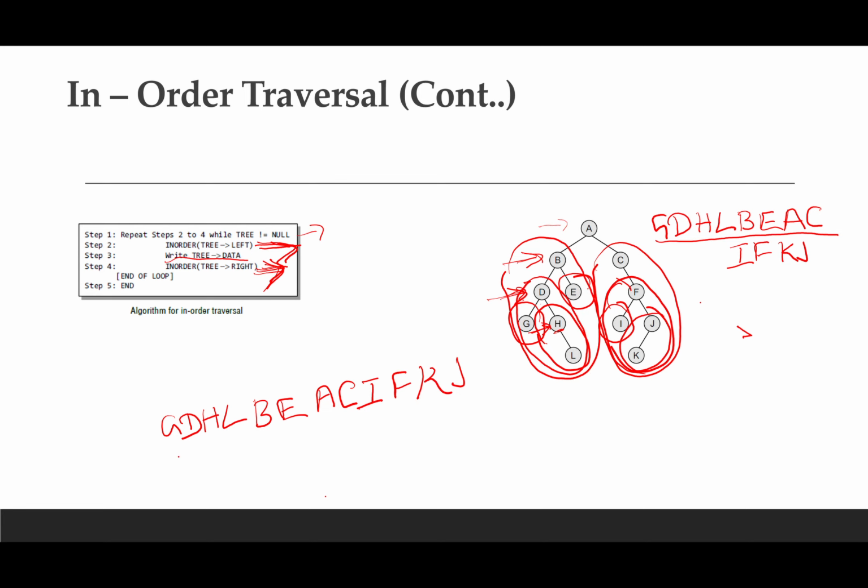So what is the order? G D H L, then B E A C I F K J. So this is the order of traversing by using the inorder method.